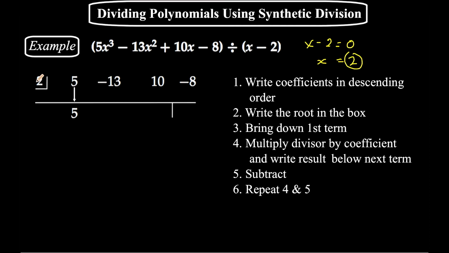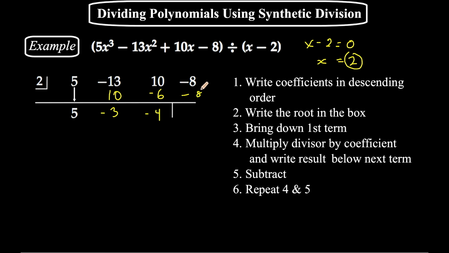The next thing we do is we're going to multiply the number in the box by the first term. We always bring the first term down. And when we multiply that, we get 10. We want to write that under the next coefficient, and then we add these together. A negative 13 plus 10 is a negative 3. And then we're going to multiply again. 2 times negative 3, write it under the next term, gives us a negative 6. 10 plus a negative 6 is a negative 4. And then we multiply again. Negative 4 times 2 is a negative 8.